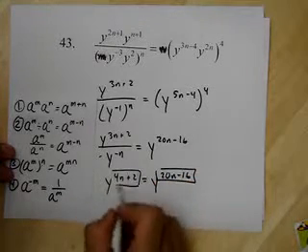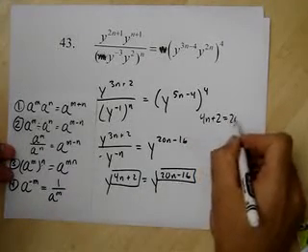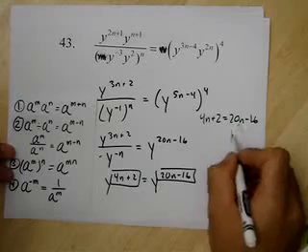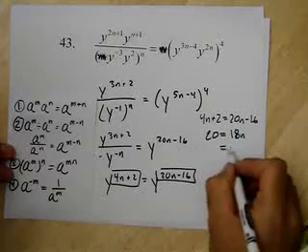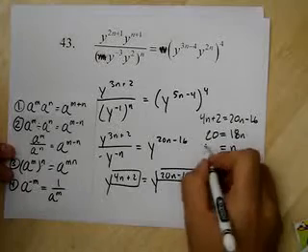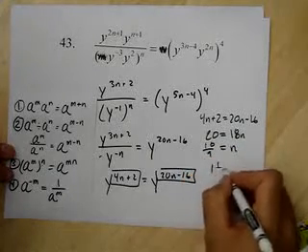Here's my equation, so I can solve that. 4n plus 2 equals 20n minus 16. I get 18n equals 20. N equals 20 over 18, which is 10 over 9, which is 1 1/9.